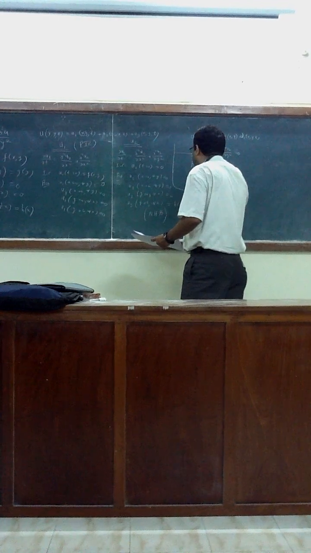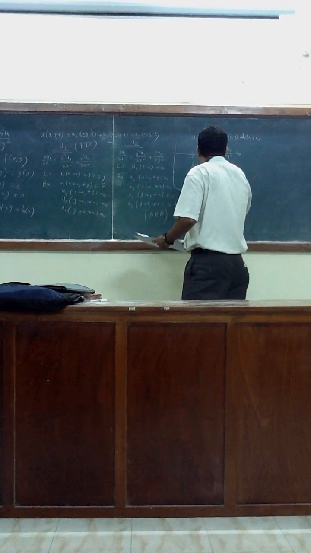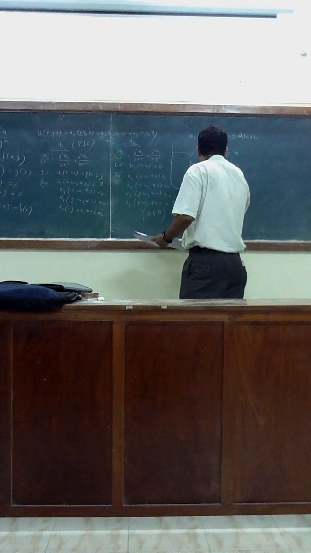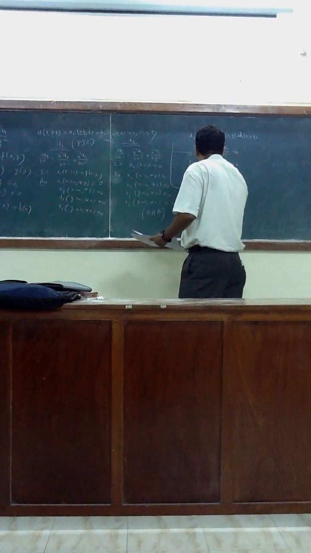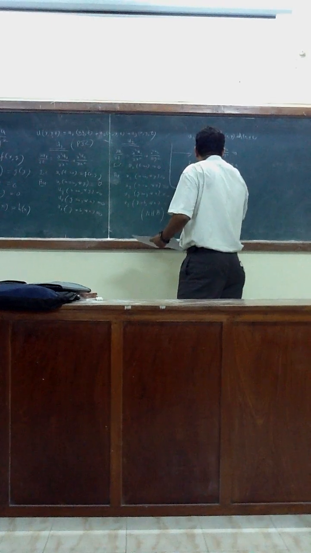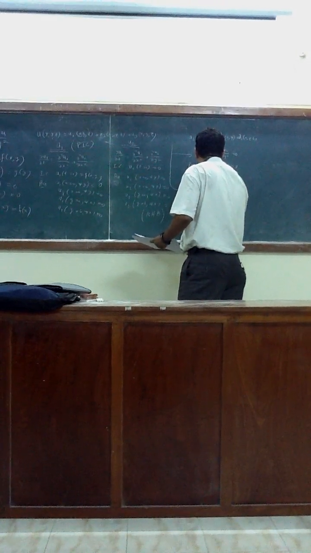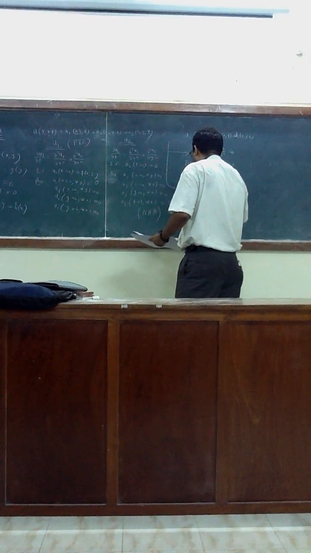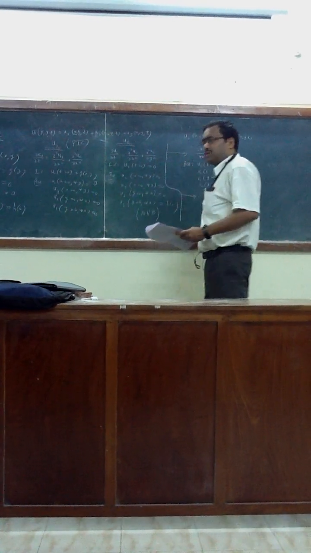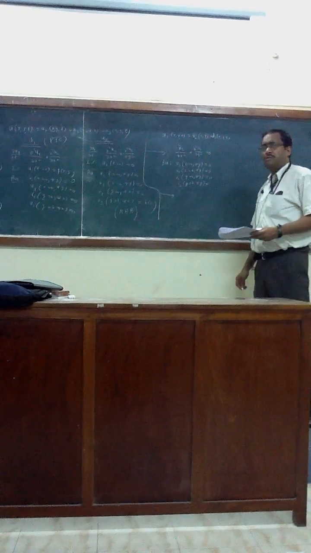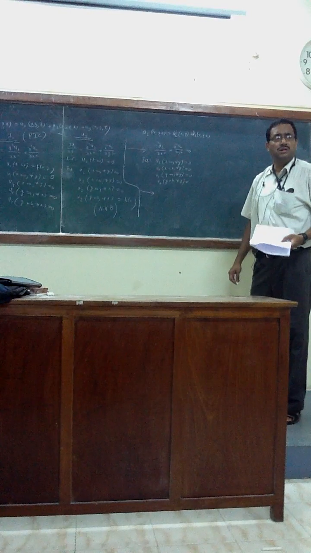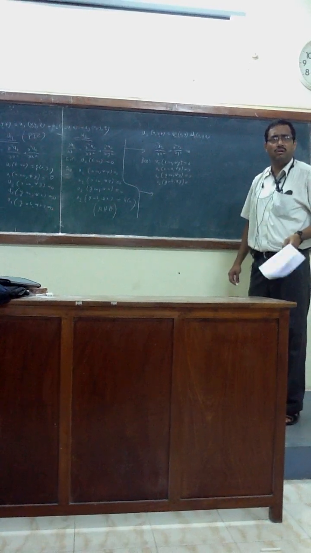So V2 at x equals 0 for all y is 0. V2 at x equals a for all y is 0. V2 at y equals 0 for all x is 0. V2 at y equals b for all x is 0. Yes or no? Should be 0. It is 0, right?